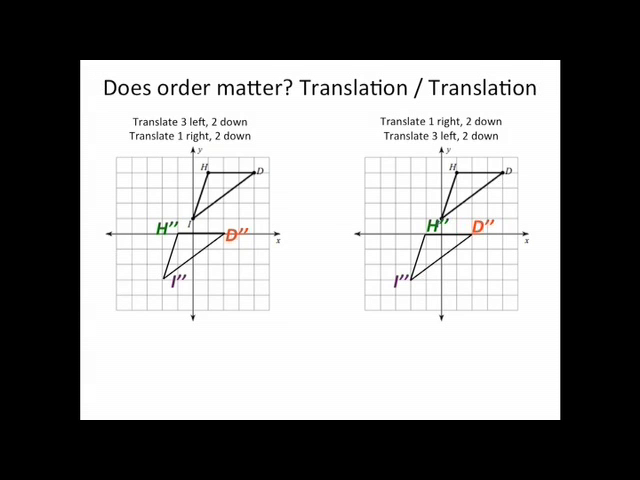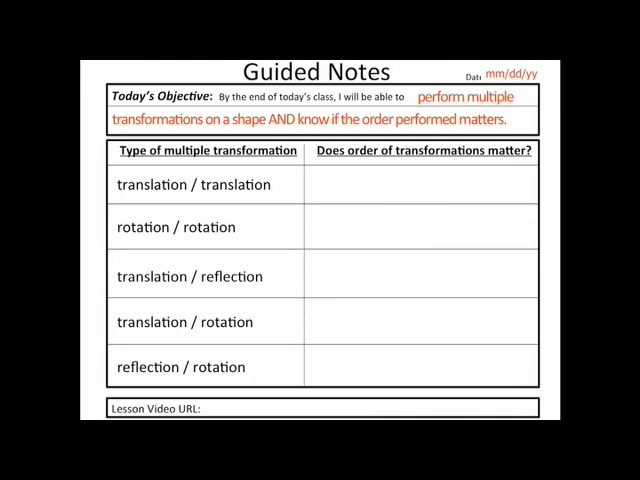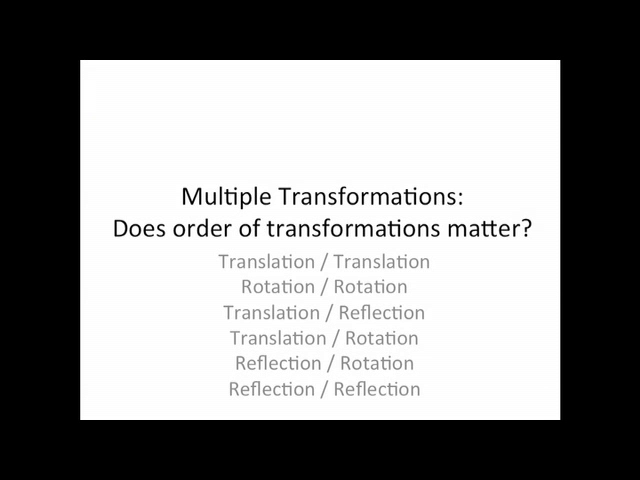The reason for that is that these things are additive. If I'm supposed to go 2 down in the first step and 2 down in the second step, then I went 4 down in total. If I'm supposed to go 3 left in the first step and 1 right in the second step, then I end up going 2 left. And if I go 1 right and then 3 left, I still end up at 2 left. So translations are additive. Does the order of the transformations matter? The answer is no, it does not matter for translations. Now let's look at the next one, which is a rotation, 2 different rotations.